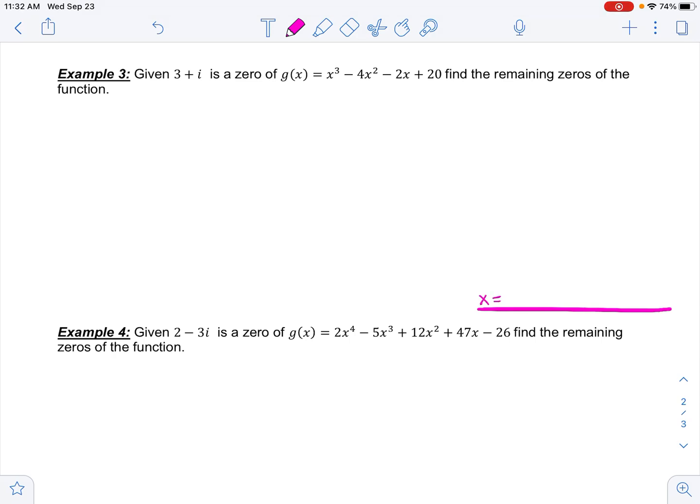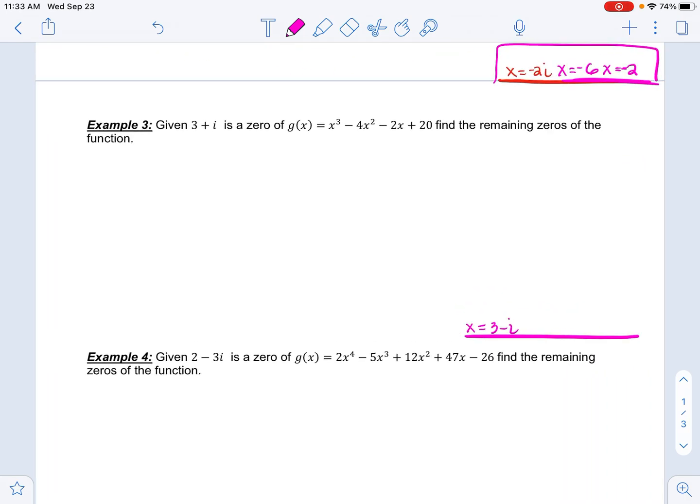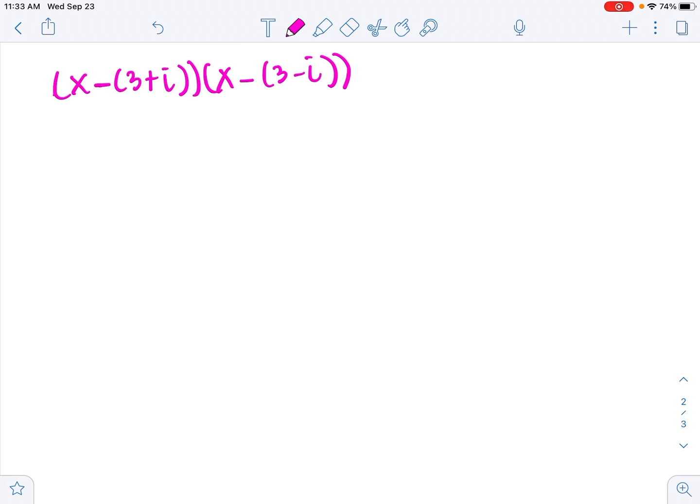So once again, here's my answer line that I'm going to make into a box. X equals 3 minus i is also a 0. Okay, there we go. All right, so now I need to find my real factor. So off to the side here, I'm going to say, okay, x minus 3 plus i, and x minus the one I wrote on the answer line, 3 minus i, are imaginary factors. So now I'm going to find the real factor. X minus 3 minus i, x minus 3 plus i.